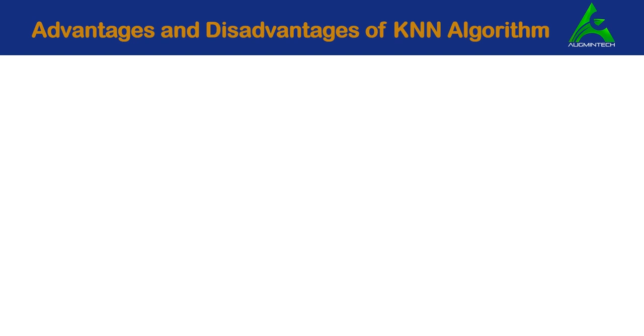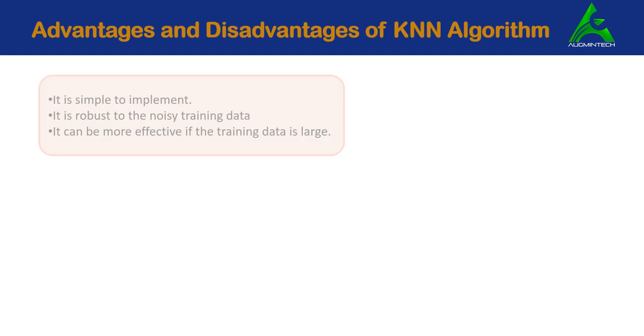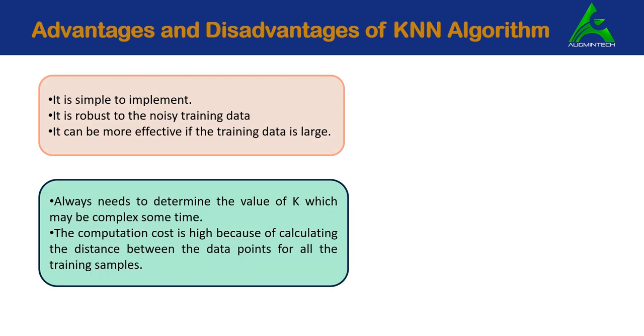Now let's have a look at the advantages and disadvantages of using the KNN algorithm. The advantages are that it is the simplest one to implement, it is robust to noisy training data, and it can be more effective if the training data is large. Disadvantages are that we always need to determine the value of k, which may be complex sometimes because we have to try again and again with different values of k. The computation cost is also high because of calculating the distance between the data points for the training samples, like the Euclidean distance here. So this was about the advantages and disadvantages of the KNN algorithm.